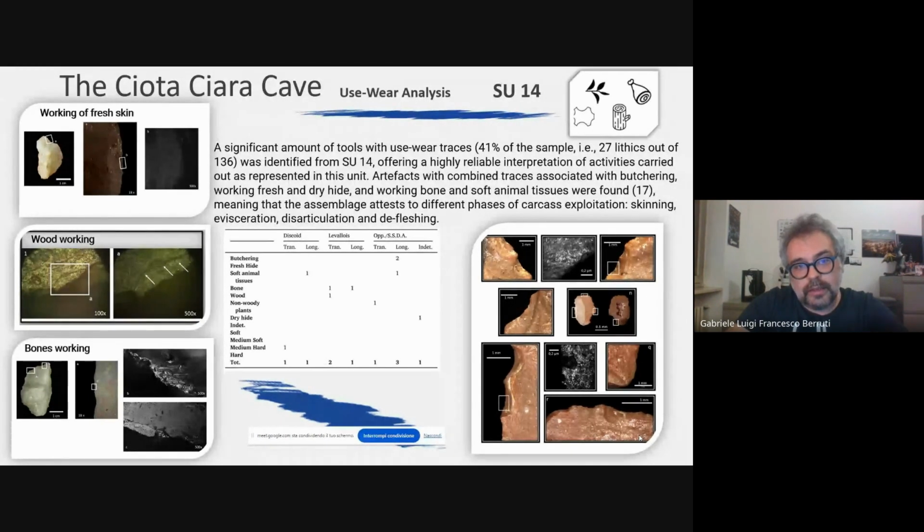Because in this stratigraphic unit, we found traces linked to the work of different raw materials that give us the clue that in this stratigraphic unit a very complex, different type of activity was made, because we have traces of woodworking, traces of work on bones or meat, but also traces of working of fresh and dry skin, and also traces of work of non-woody plants, for example, grass or similar things.